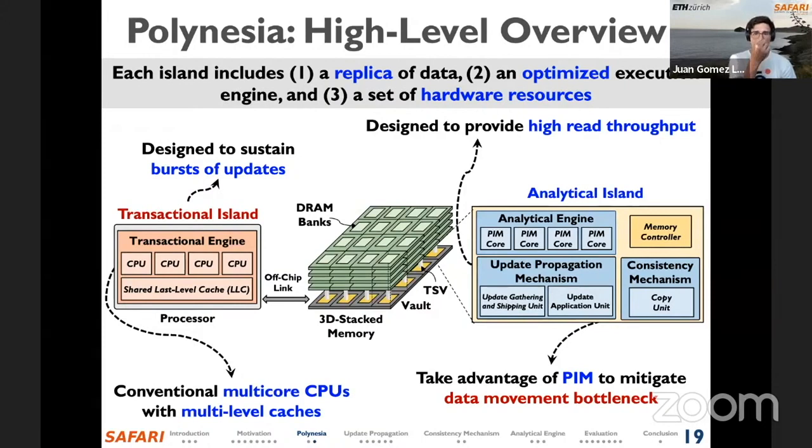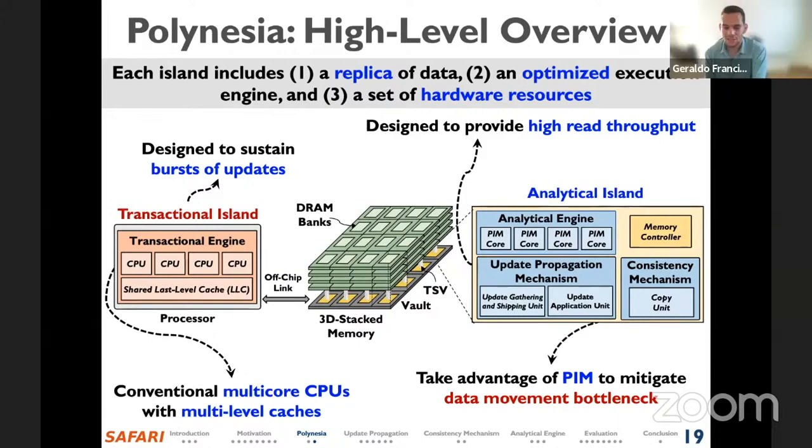Okay, well then, related to this update propagation mechanism. You presented the update gathering and shipping unit and the update application unit, and if I'm not wrong, both of them use a hash lookup unit and a merge unit. So the question here is, are these two functions sharing the same units, or are they replicated?